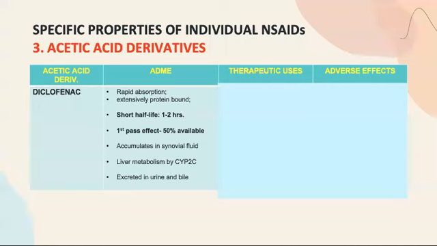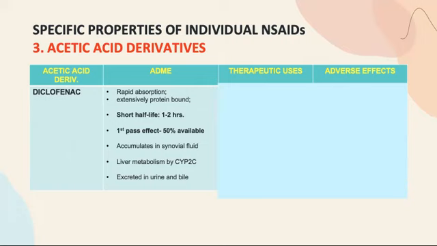Diclofenac displays rapid absorption, extensive protein binding, and a half-life of 1 to 2 hours. The short half-life makes it necessary to give doses considerably higher than would be required to inhibit COX-2 fully at peak plasma concentrations, to afford sustained COX inhibition throughout the dosing interval. There is a substantial first-pass effect such that only 50% of this drug is available systemically.